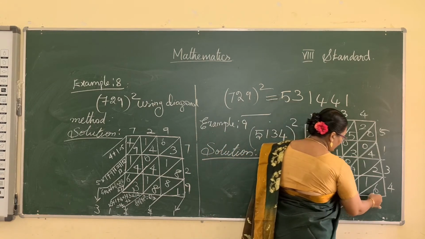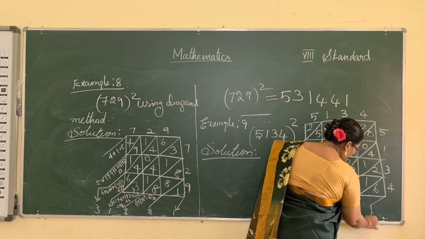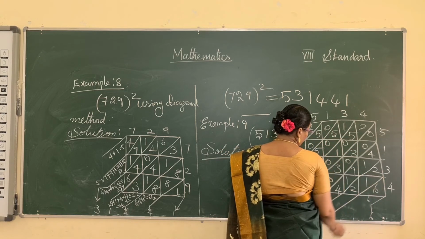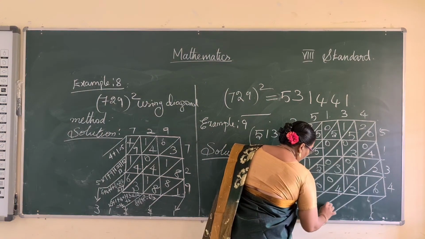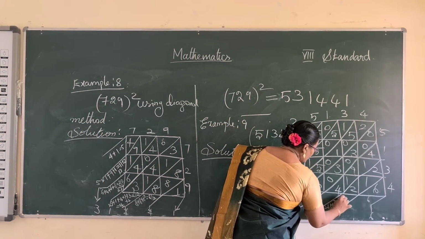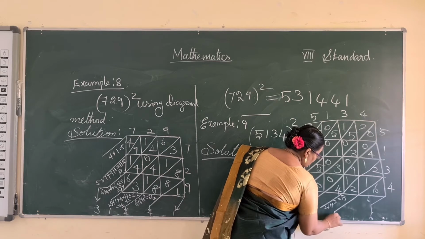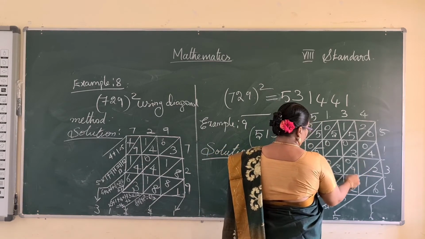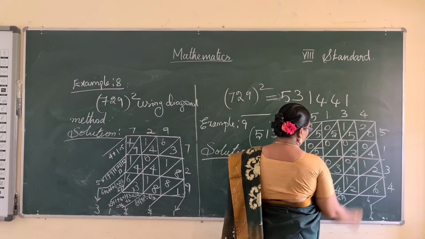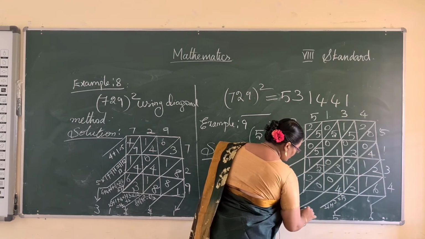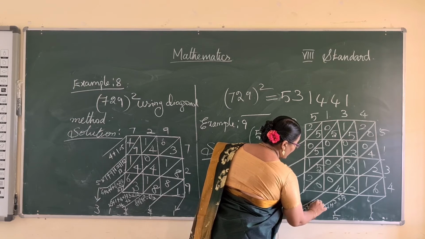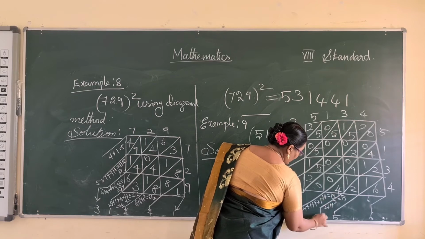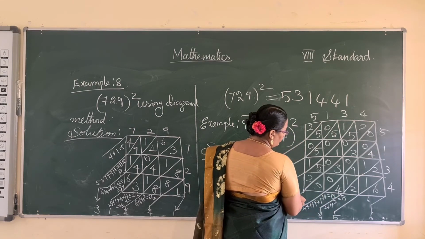Now calculate the values. So here 6. Here only 6. Now add these values. 2 plus 1 plus 2. 5. Is it? 2 plus 1 plus 2 is equal to 5. So unit place 5. And next, 4 plus 1 plus 9 plus 1 plus 4 is equal to 19. So write the 9 in this place, 1 carry forward to here.